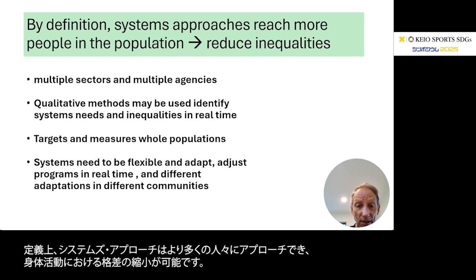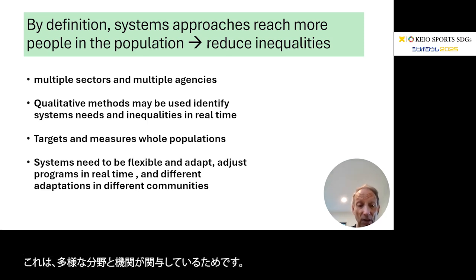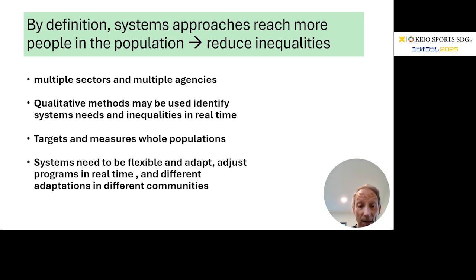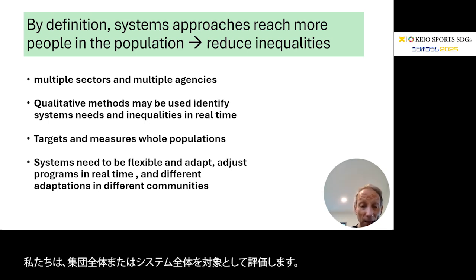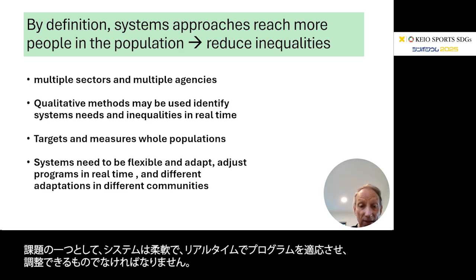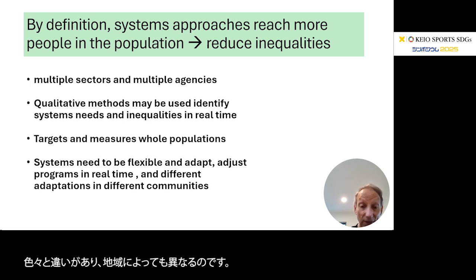By definition, systems approaches reach more people in the population and will reduce inequalities in physical activity. This is because they involve multiple sectors and multiple agencies. Sometimes we use qualitative methods such as interviews or focus groups to identify systems' needs and inequalities in real time. But we're targeting and measuring whole populations or whole systems. One challenge is that systems need to be flexible and be able to adapt and adjust programs in real time. And these will be different in different communities.